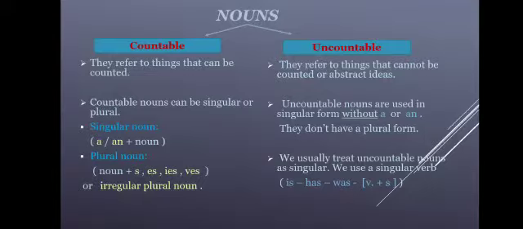We usually treat uncountable nouns as singular. We use a singular verb. Is, has, was. I can say, your advice is good for me. Don't say your advice are. Okay.